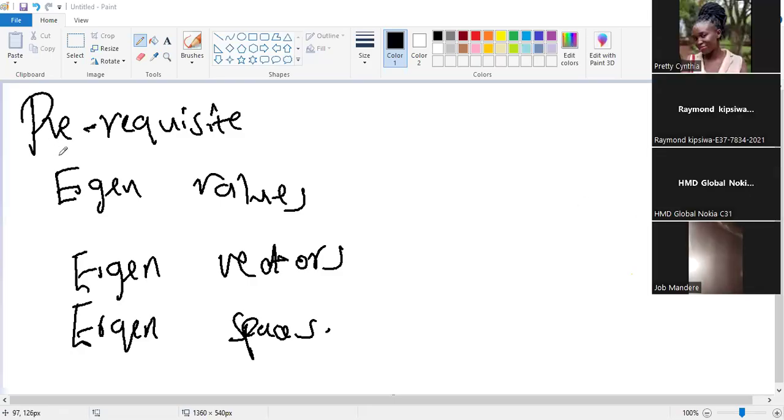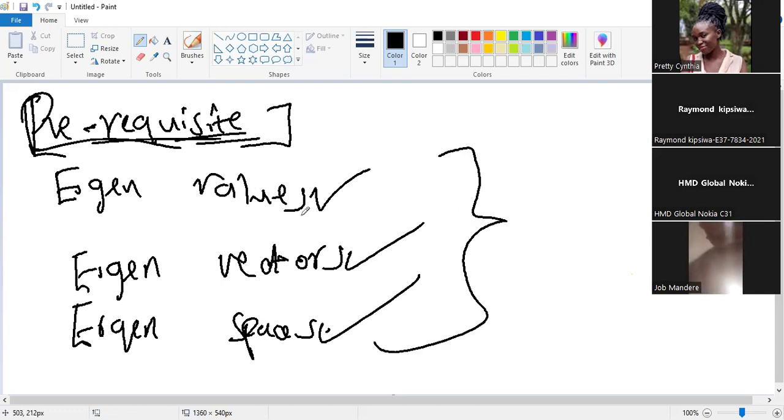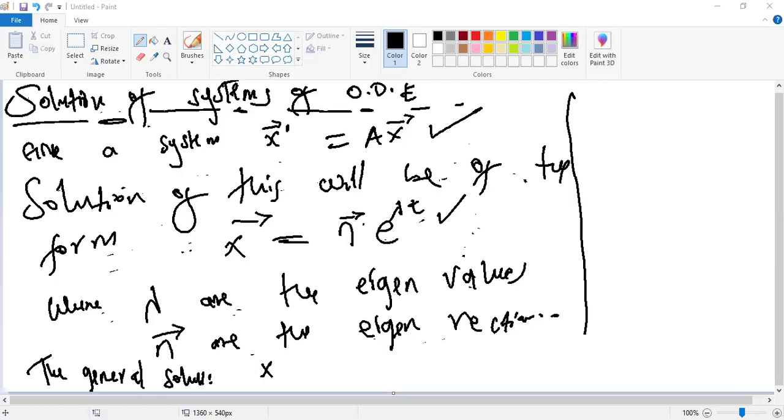So in order for us to look at how to go about solving these systems, we want to use eigenvalues. Then it is important for us to know what eigenvalues are, eigenvectors are, eigenspaces are, and how to go about evaluating them. These are things that you guys have done in linear algebra, I suppose. So make sure you remind yourselves of how to go about them.